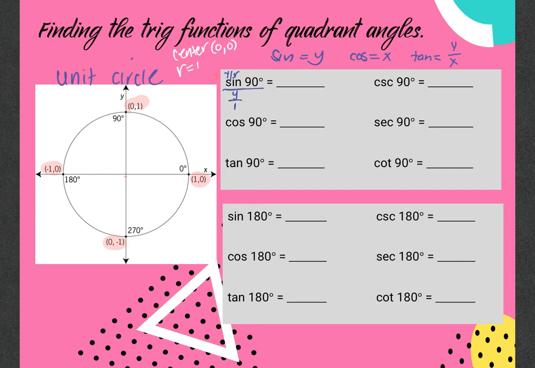If I do that, then if I go to 90 degrees, which is up here, and I want to find the sine, it's what? 1. Same location, I want to find the cosine. Now it's the x there, that's 0. And then the tangent there would be the y over the x, 1 over 0, which is undefined.